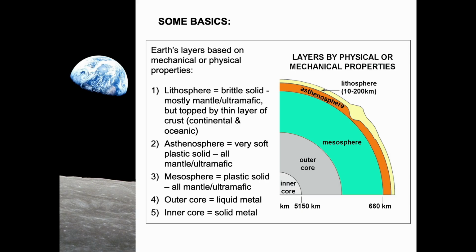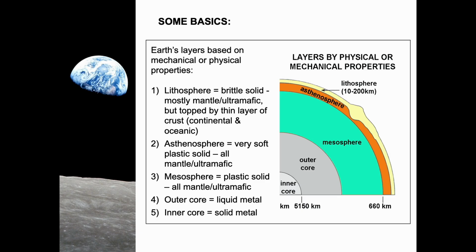Earth's layers, as we already discussed, are differentiated on both chemical and mechanical or physical properties. So in addition to the crust, mantle, and core properties of their different chemistries, we also have mechanical or physical properties separating out the planet into different layers. Up on top we have the lithosphere, which is generally from 5 or 10 kilometers thick to 200 kilometers thick.